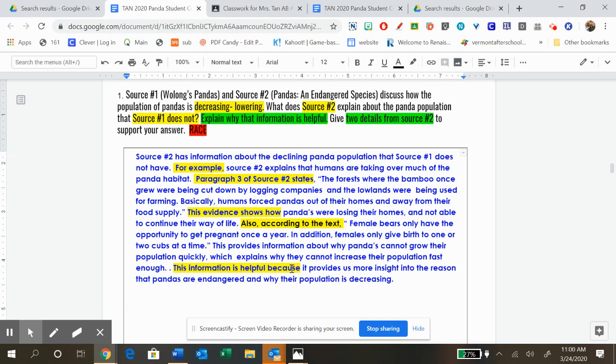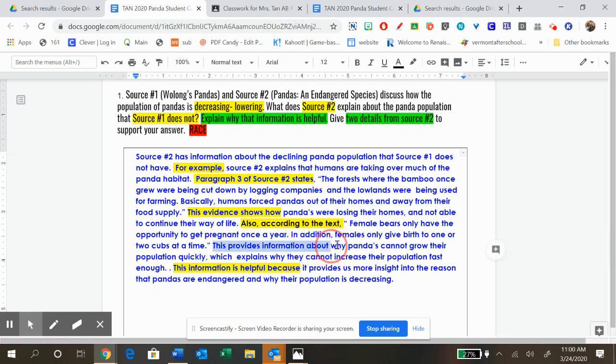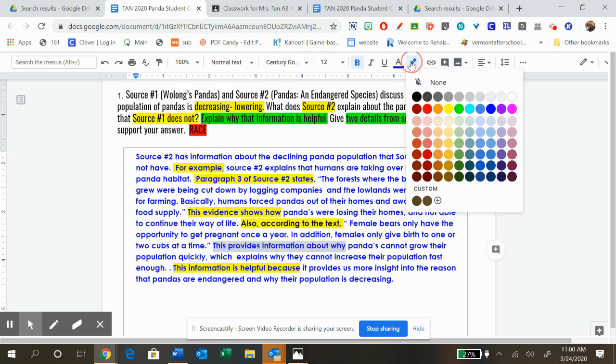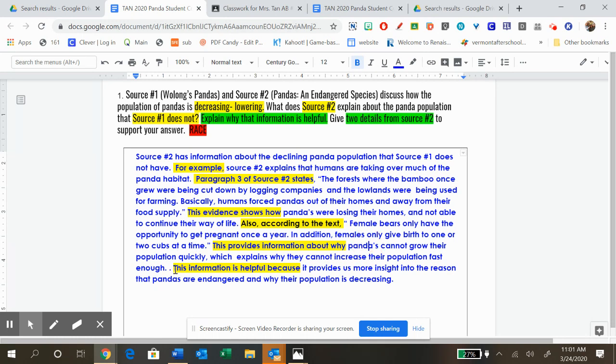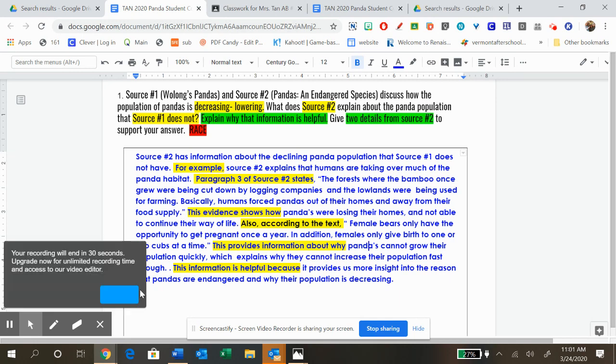This information is helpful because it provides us more insight into the reason. This provides information about why, that's my lead-in for this one. Pandas cannot grow their population quickly, which explains why they cannot increase their population fast enough. So again, I gave a piece of evidence about these female bears, then I explained the evidence, and now I'm answering this part. It says explain why that information is helpful. This information is helpful because it provides us more insight into the reason that pandas are endangered and why their population is decreasing. So again, I restated, I answered, cite, explain, cite, explain. That's kind of what you have to do to answer that question.